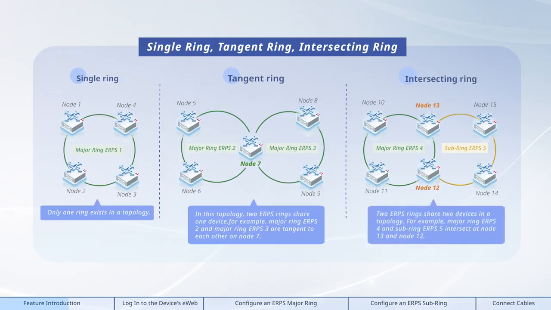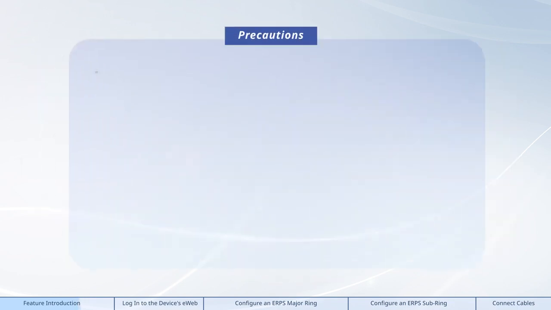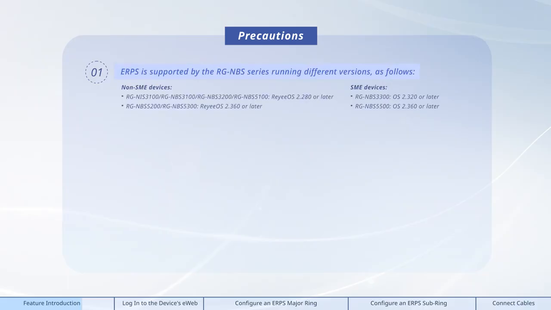Intersecting ring: 2 ERPS rings share 2 devices in a topology. For example, major ring ERPS4 and subring ERPS5 intersect at node 13 and node 12. ERPS is supported by the NBS series running different versions, as follows.